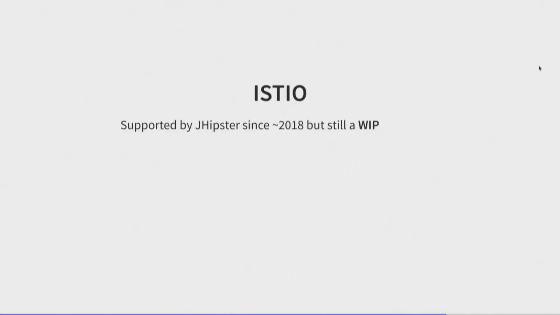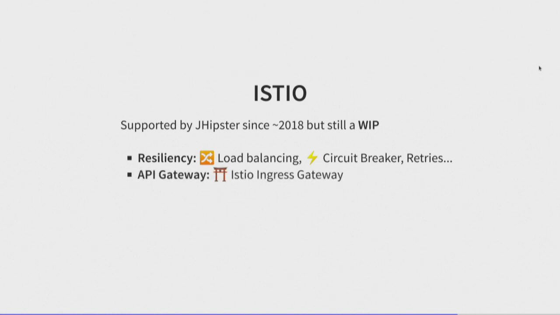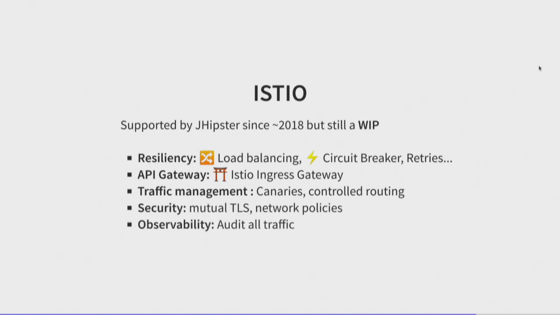So Istio is supported in the JHipster project. We have looked into Istio since almost the beginning of when this technology appeared. But as of right now, it's still a work in progress on our part. It can provide many solutions to the prime concerns like resiliency, API gateway, traffic management, security, observability.